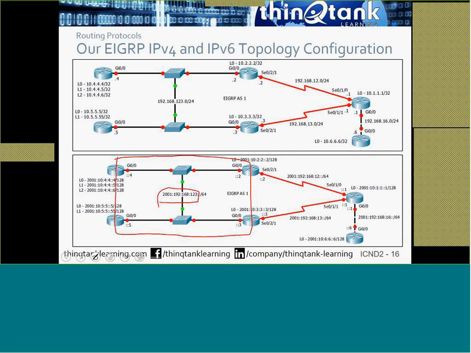So the IPv6 prefix for this LAN is 2001:192:168:123. This network is 12. This network is 13. This network is 10.1.1. This network is 192.168.16, and so on.